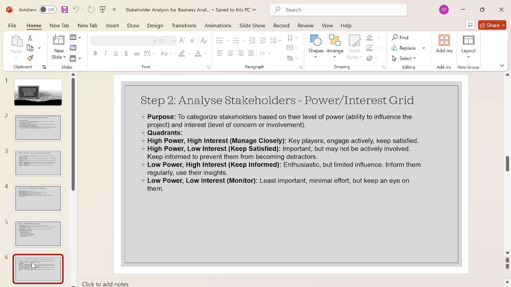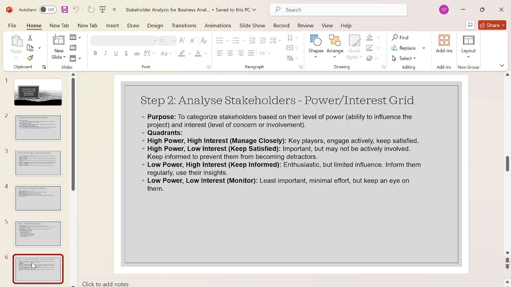And then high power and low interest. That is also important but they may not be actively involved. Keep them informed to prevent them from becoming detractors, and update them because they have high power. Update them on the progress of the project, but that is not the main focus. Then low power and high interest: enthusiastic but limited influence. Inform them regularly and use their insight. They are highly interested in the success of the project.